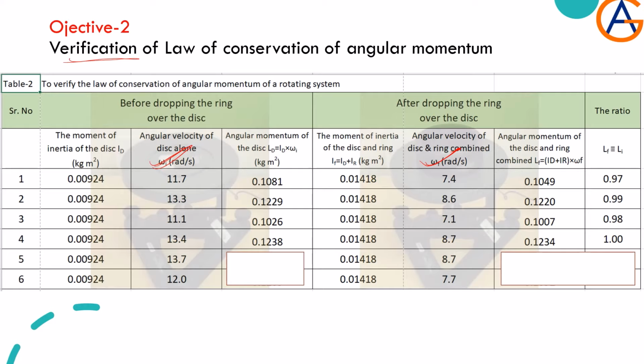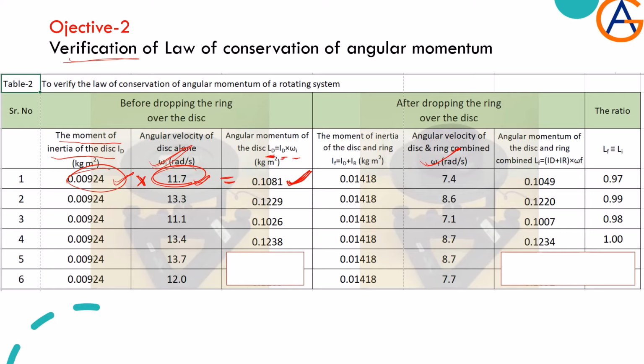Here we need the moment of inertia before dropping the ring over the disk, that is the moment of inertia of the disk, which is constant for all these trials. We have the moment of inertia and the angular velocity; multiply both of them and we get the angular momentum. Angular momentum is represented by capital L, given by moment of inertia I multiplied by the angular velocity. So multiply this with this, and we get this one.